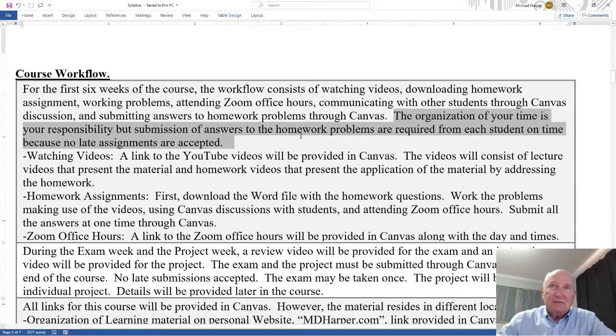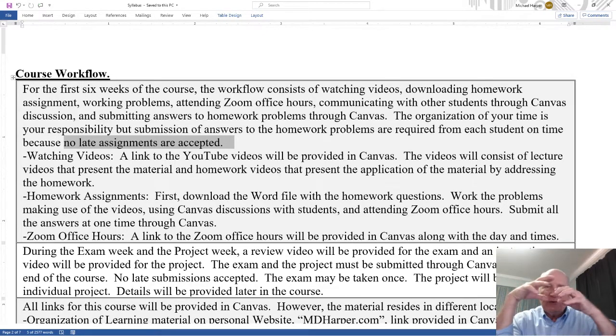But submission of answers to the homework problems are required from each student on time, because no late assignments are accepted. So be very careful. That's one thing I'm strict with. So be very, very careful with that. And then they're due on Sunday. On Monday is when I open up all the answers, and you'll see all the answers. You can certainly ask me Monday during office hours, Monday, Wednesday, and Friday at 7 about the homework.